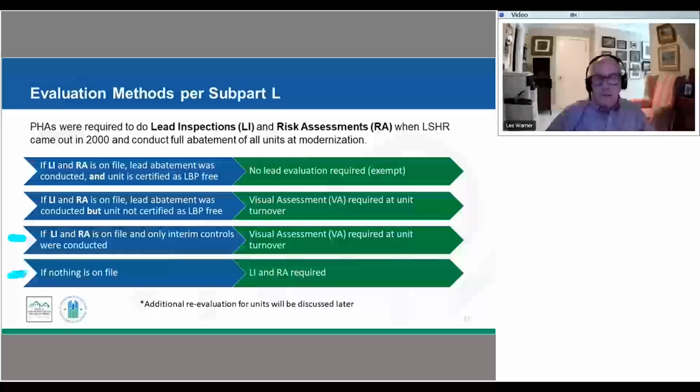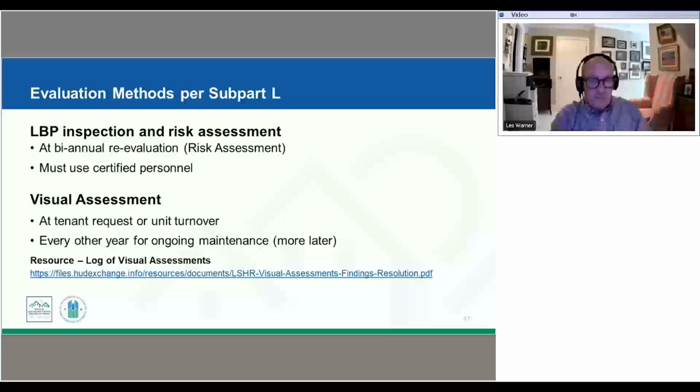For those of you that maybe are coming into this property and you're looking in those files, and even though this was supposed to have been done as of 2000, if you don't have those records in your file, then you're going to need to do a lead inspection and a risk assessment on those units. So it's really depending on what you have, what's been done to date, what you have in your files that is going to control what your next steps are here. We are going to be talking a little bit later about this reevaluation of units, and you're going to hear more about that ongoing process to keep an eye on the status of these units.